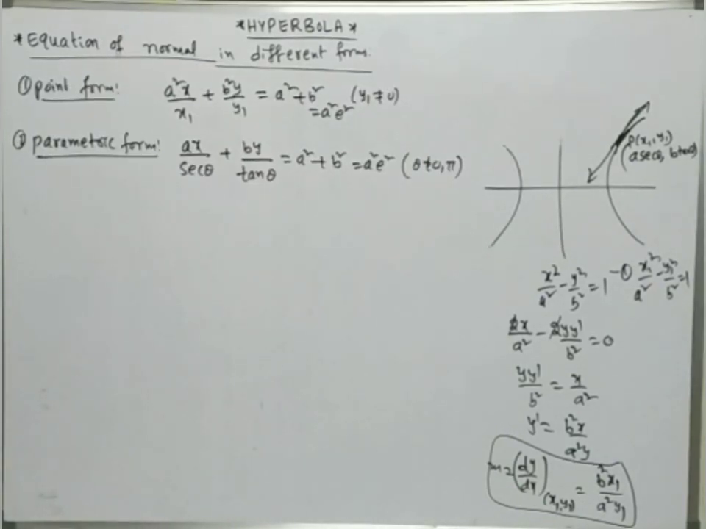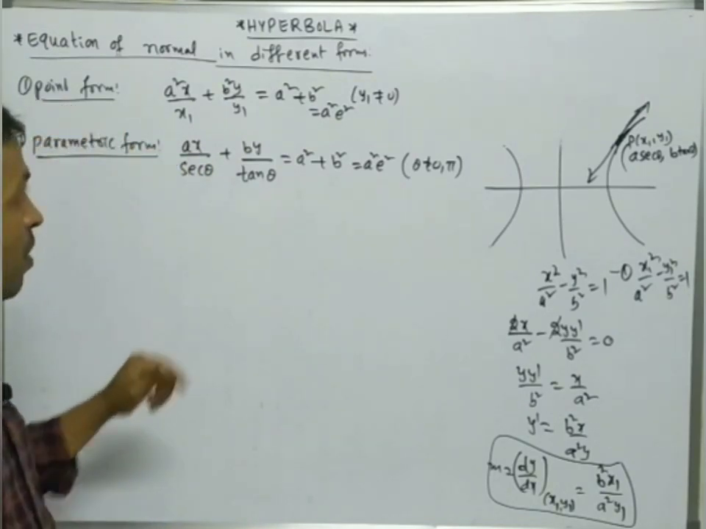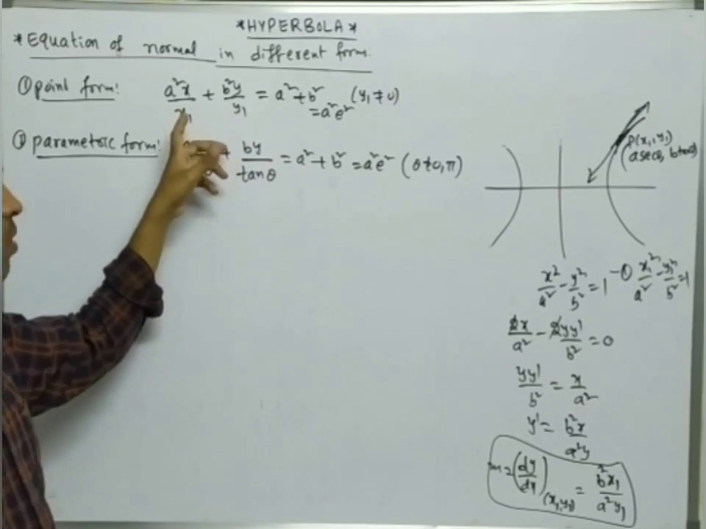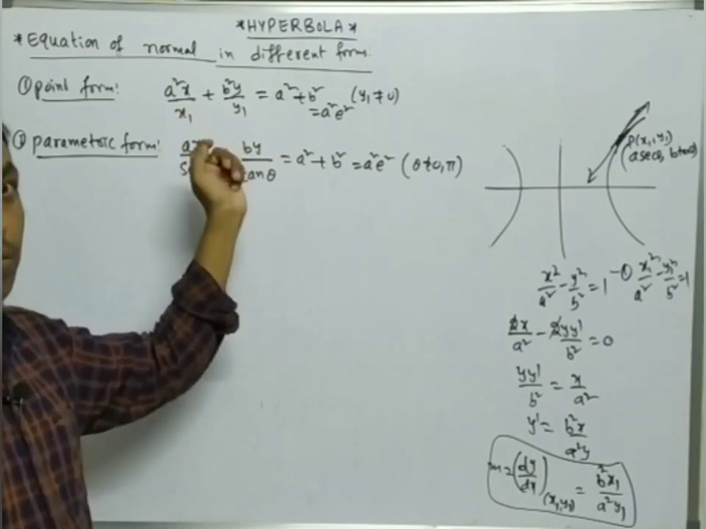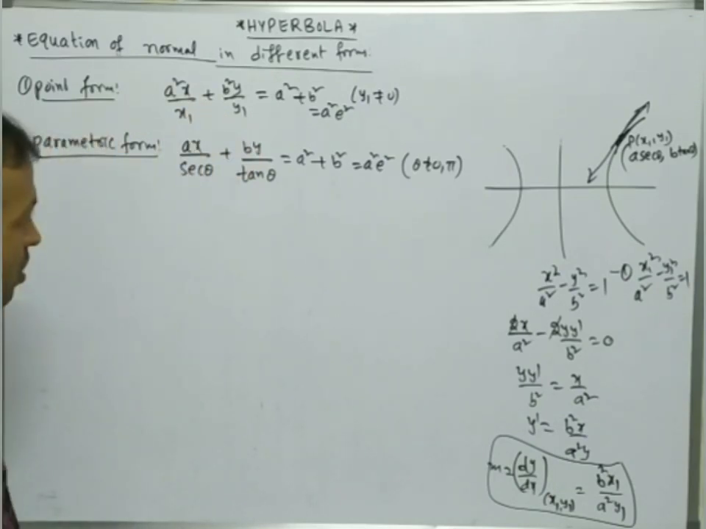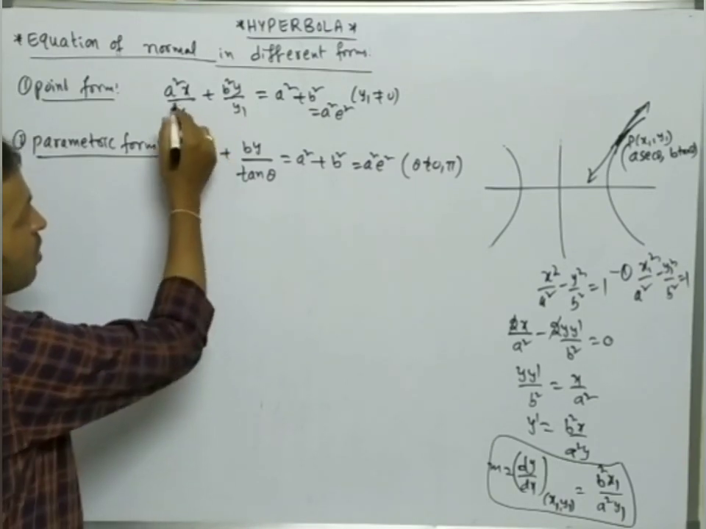Next, equation of normal in different forms. First one is point form. So this is the point form, same as ellipse. Okay, so the only change occurs at the symbol, plus becomes minus, minus becomes plus. This is the parametric form. So here, how to derive this normal form.